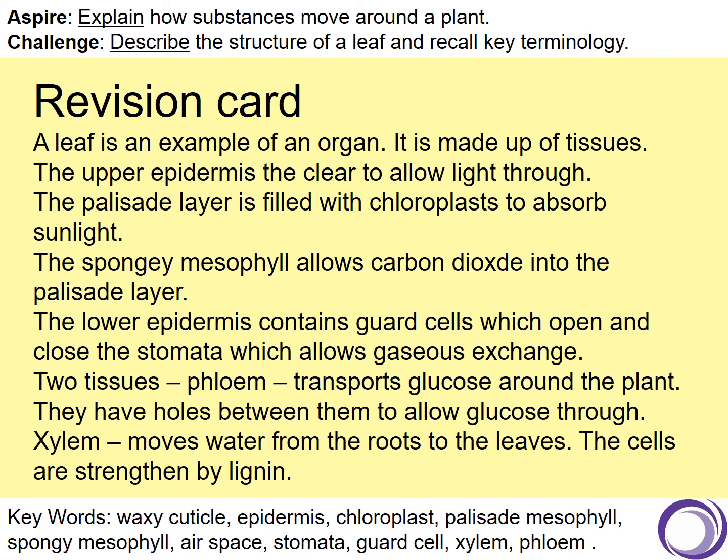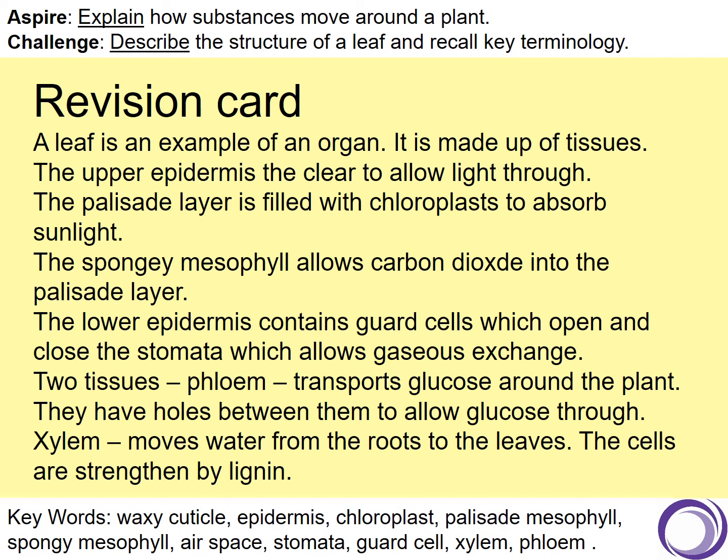So a leaf is an example of an organ, and therefore it is made up of tissues. Leaf is an organ, and organs are made up of tissues. The upper epidermis is clear to allow light to transmit through. The palisade layer is filled up with chloroplasts, and that can absorb sunlight for photosynthesis. The spongy mesophyll, or the spongy layer, allows carbon dioxide into the palisade layer. The lower epidermis, all you need to know about that really is it has guard cells, and they open and close the stomata for gaseous exchange. So that just means for carbon dioxide to come in and oxygen to come out.